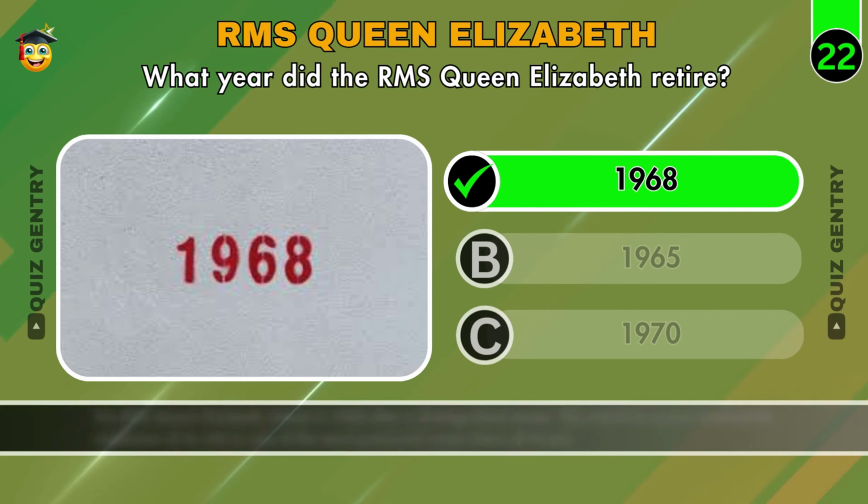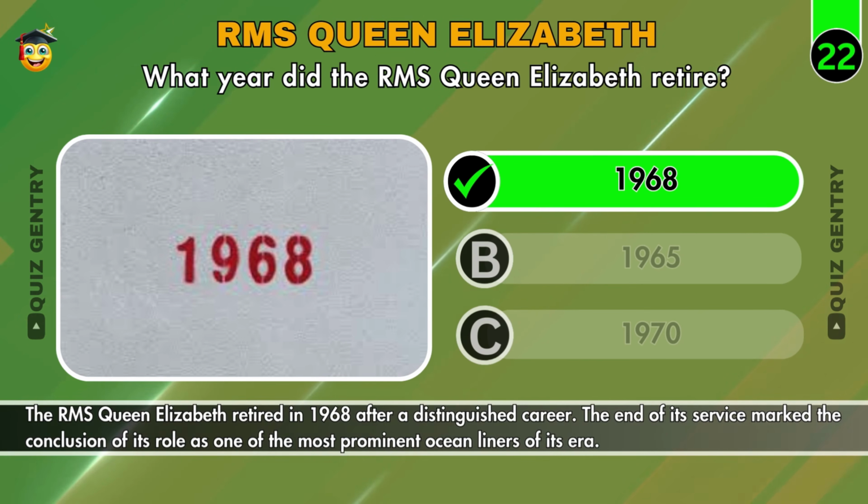1968. The RMS Queen Elizabeth retired in 1968 after a distinguished career. The end of its service marked the conclusion of its role as one of the most prominent ocean liners of its era.